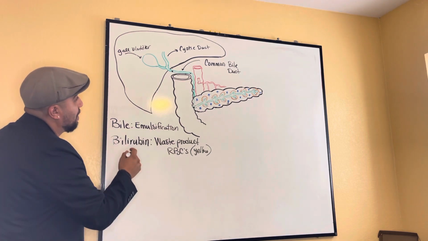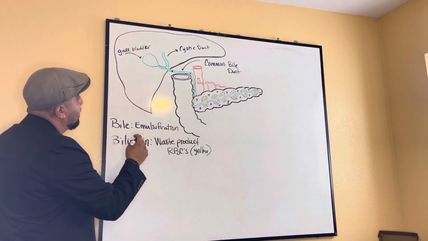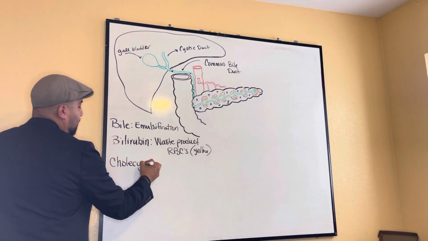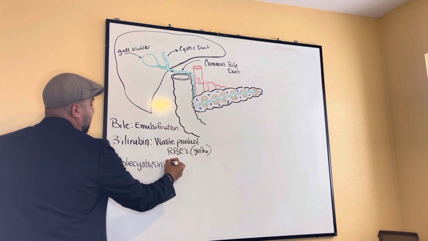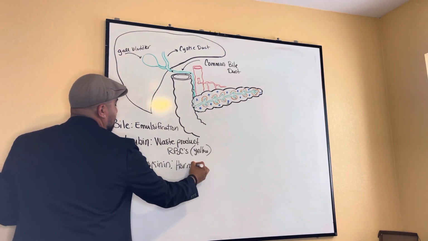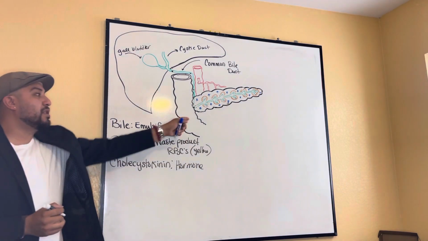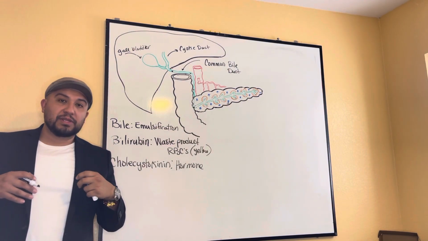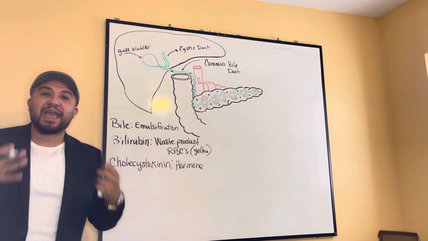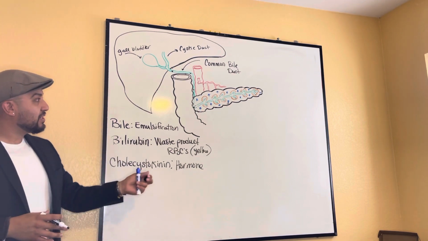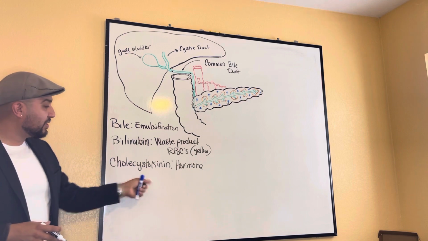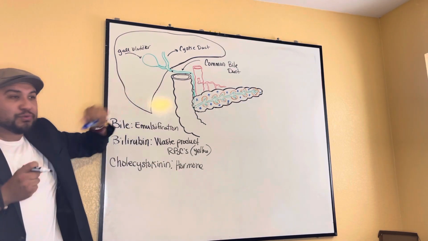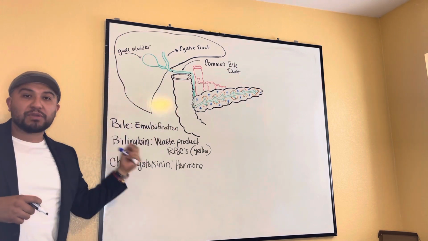We also should know that there's a hormone called cholecystokinin. This is a hormone that the duodenum releases any time it is confronting anything that's fat in the diet. So anytime we consume anything that's fat, cholecystokinin is released. It's a hormone that triggers the gallbladder to contract and release its bile so it can emulsify the fat.